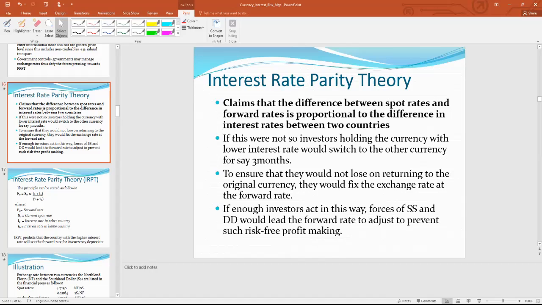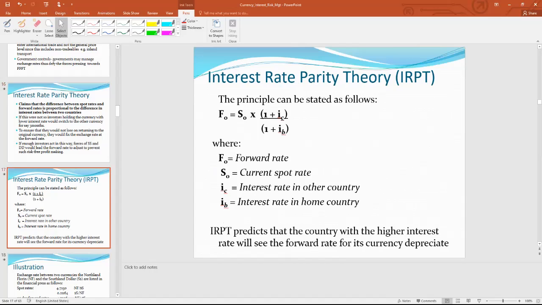In short, where is it summarized? Let me summarize it here, okay? So I want us to go first here. In short, it is said that the country that will be offering higher interest rates will see the forward rate for its currency depreciate in value, okay? So it has to be the opposite, okay?